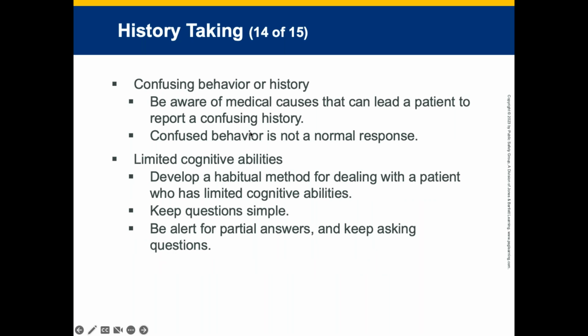Confusing behavior or history, be aware of medical causes that lead to this: hypoxia, stroke, diabetes, trauma, and drug or medication use. One of the most common causes of confusion is hypoxia. Why are they low on oxygen? Older patients may have dementia, delirium, or Alzheimer's disease as well. So verify the baseline mental status of each patient. If the patient is confused, remember this is not a normal response. We got to find out why.